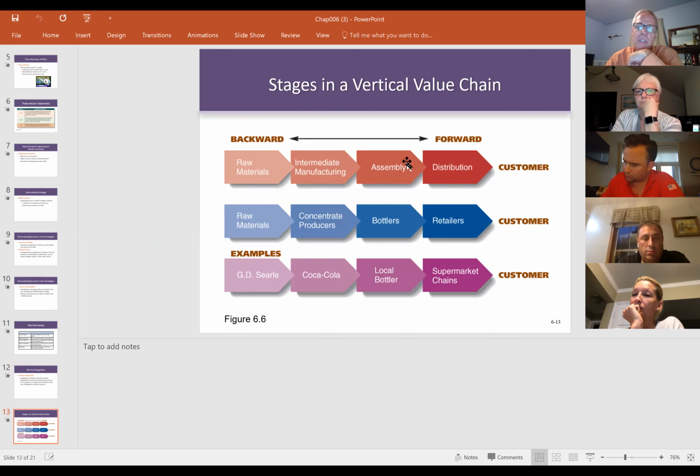So if I'm an assembly house here, if I go this way and buy my distributor, that's forward vertical integration. If I go backwards in the food chain or backwards in the supply chain, that's backward vertical integration.